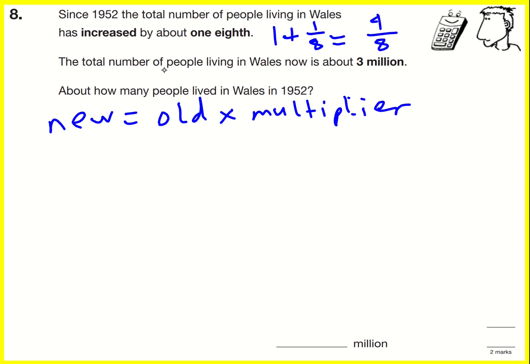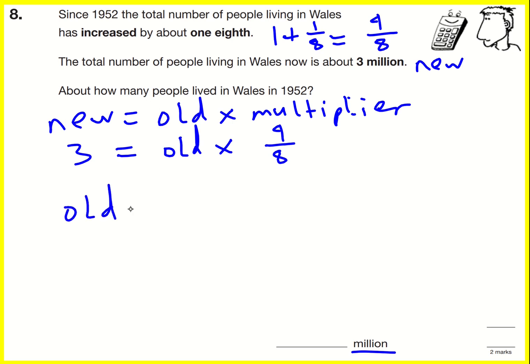So I'm told the total number of people living in Wales now is about 3 million. So that is my new amount. I'm going to write the answers in millions. So 3 is equal to old times 9/8. And this is actually a reverse percentage, or reverse fraction, kind of problem. To work out the old value, I'm going to need to divide by 9/8.